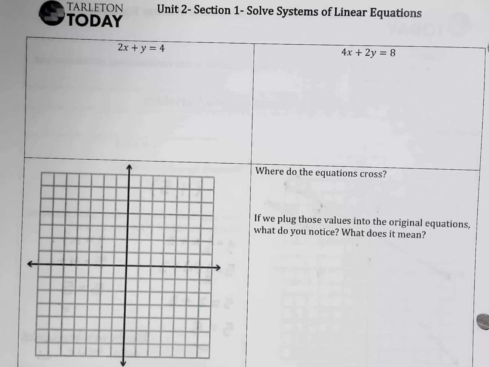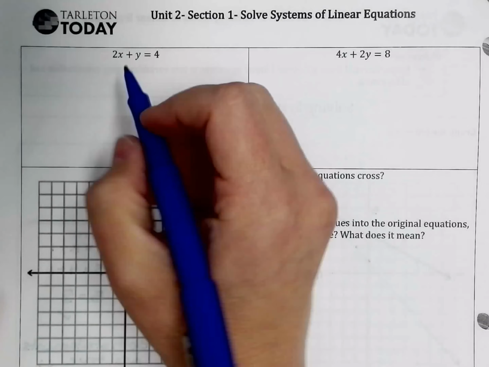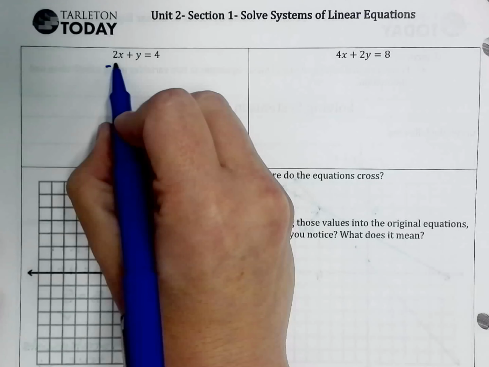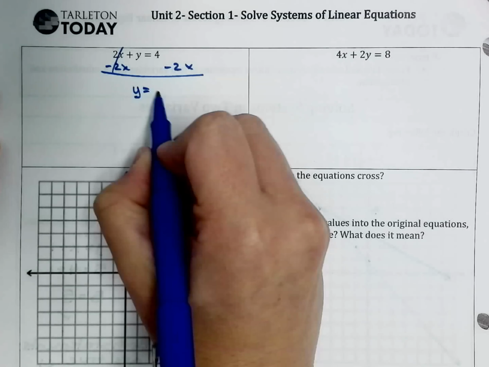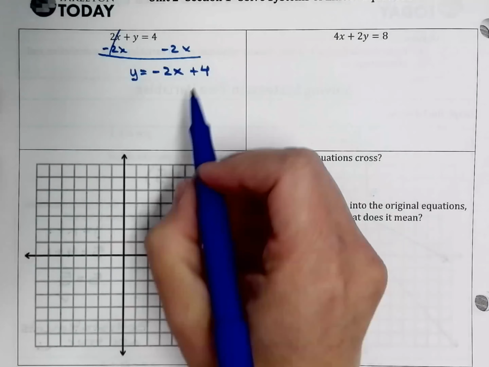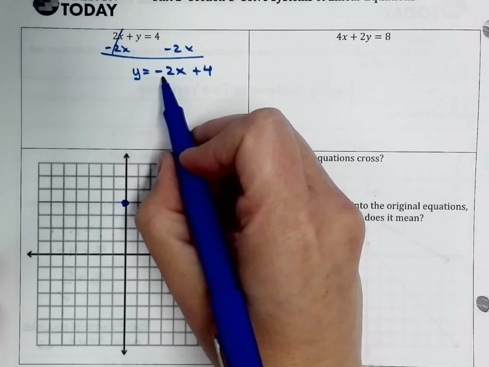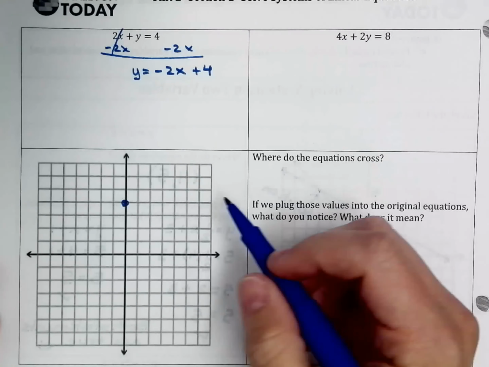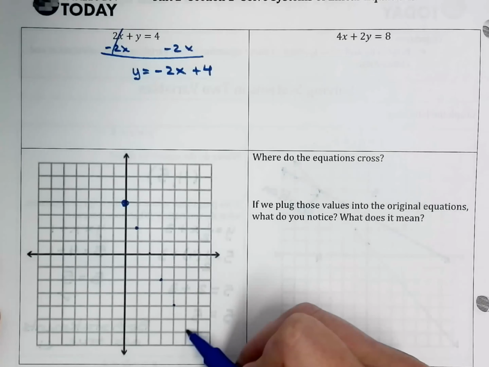Okay, this one is not in slope-intercept form, but I can easily make that. Take away 2x from both sides. So voila, slope-intercept form, easy to graph. So y-intercept is right there at 4. Slope right there at negative 2. So that means go down 2 over 1.